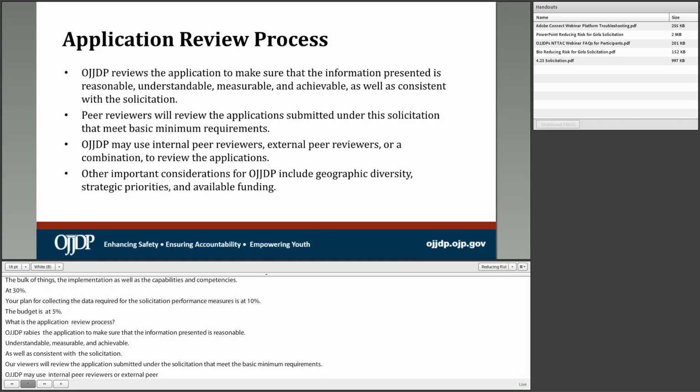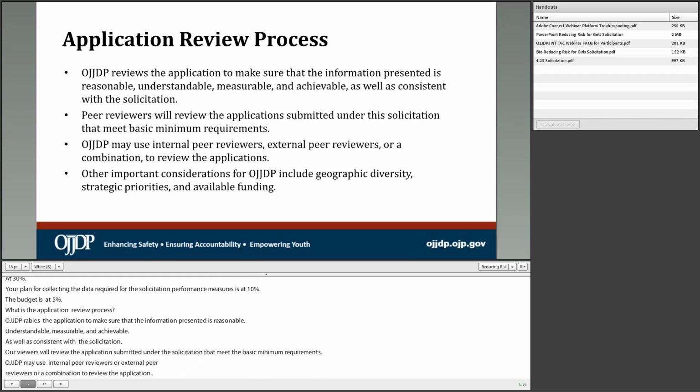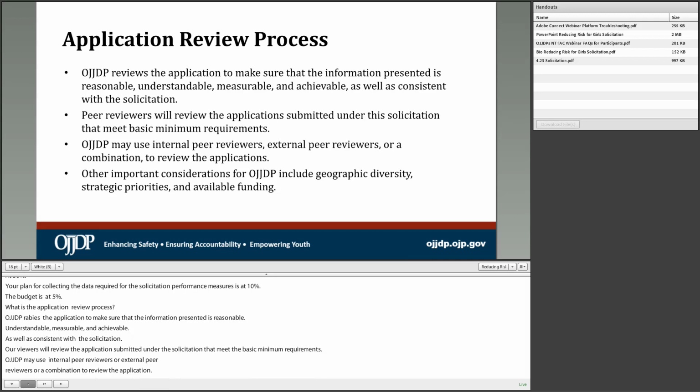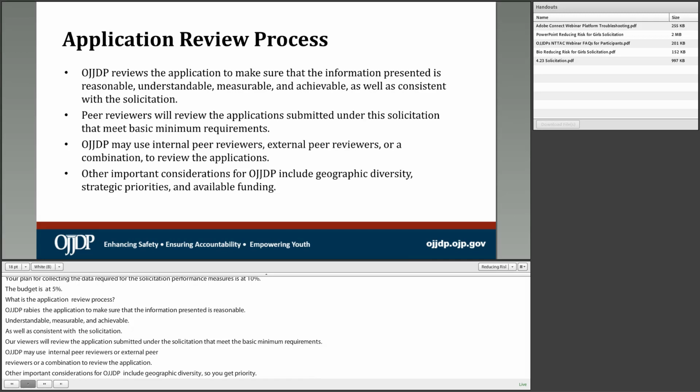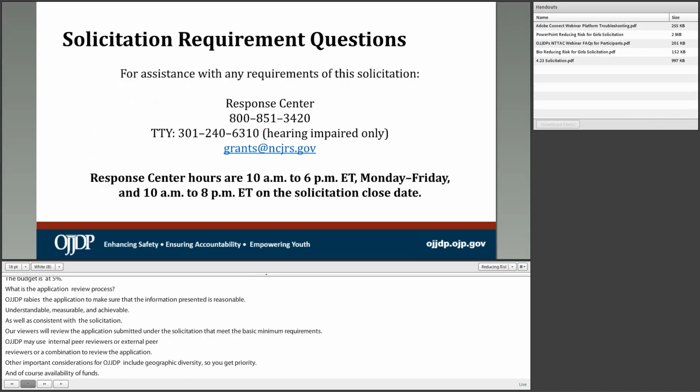Other important considerations for OJJDP include geographic diversity, strategic priorities, and then, of course, availability of funds. This information can be found on page 13 of the solicitation.